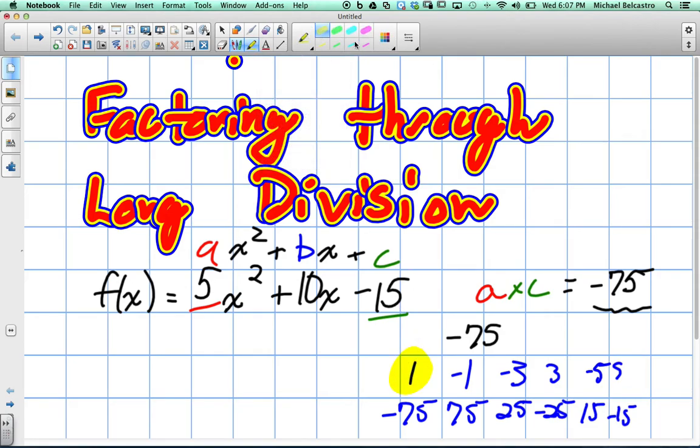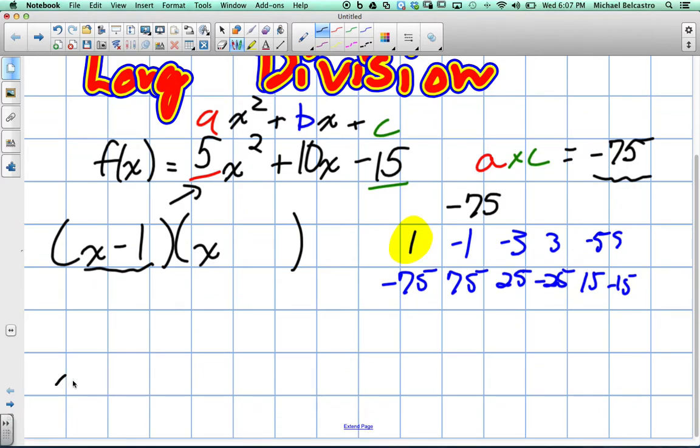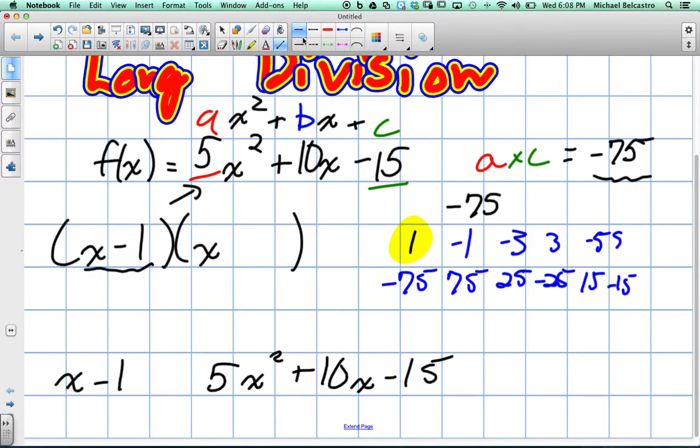And we know when we write factors, we usually write them like x and our value, and x and our other value. We know one of them is 1. Now we have to write it the opposite way in this bracket, so we're going to write it as negative 1. That's going to be important for us, because we're going to take this and divide it into here. So we have x minus 1, and then we take our original, 5x squared plus 10x minus 15.